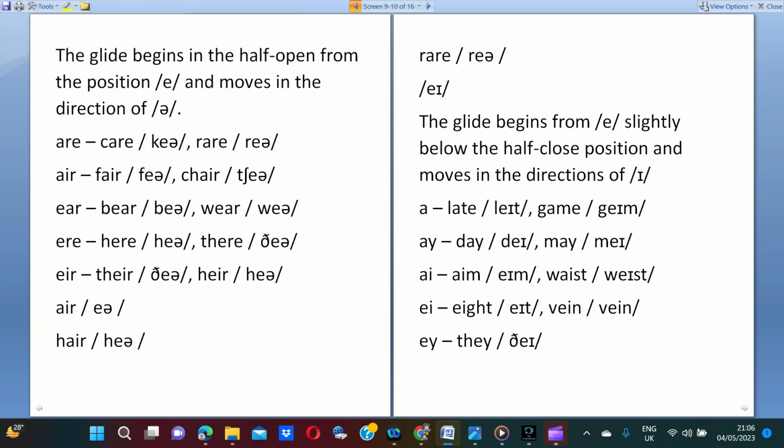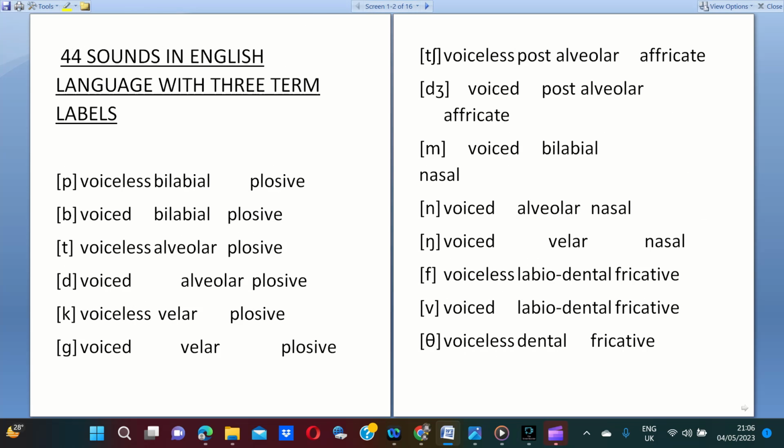These are all consonant sounds and vowel sounds. I hope I explained very well.